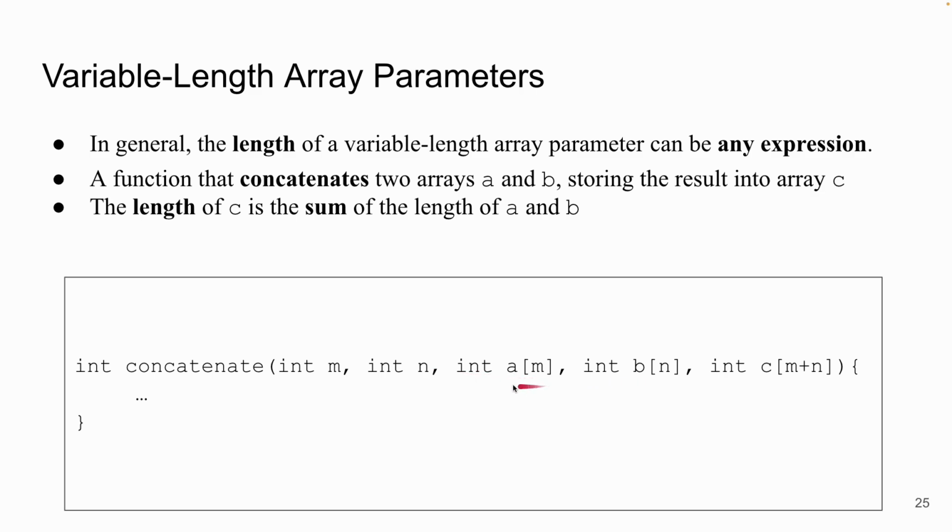So you can see we have A and B, and then when we put C in the parameter list, because we know that C is used to store the merged A and B, the length of C should be the length of A and B, so we should add the length of A to the length of B and then use it as the length of C. So this is what we can do for the parameter list for such a function.